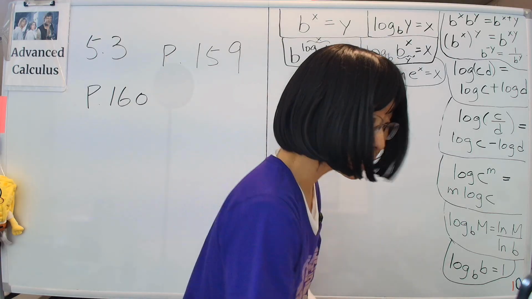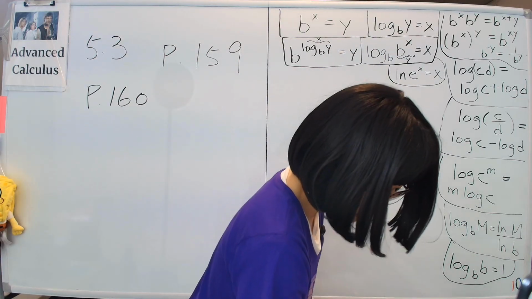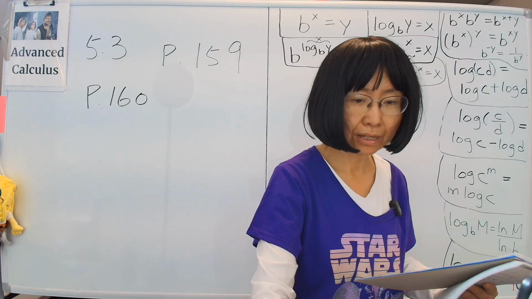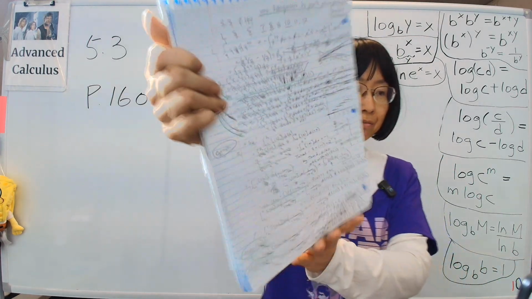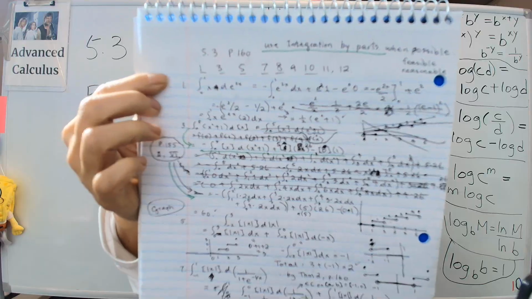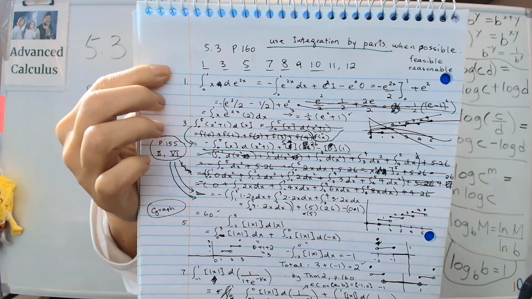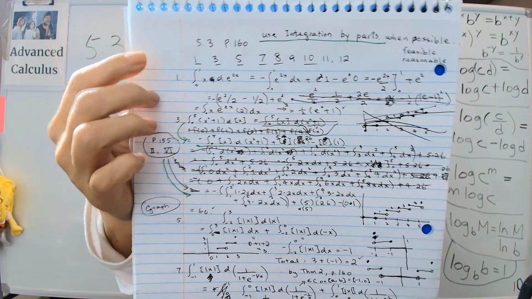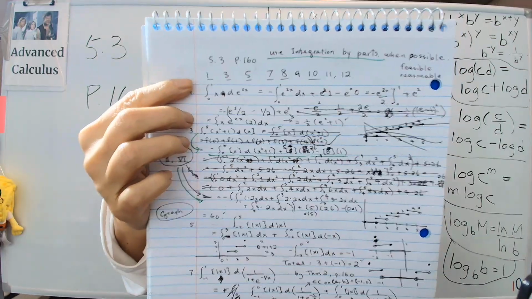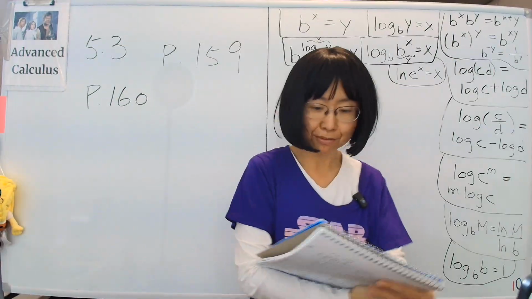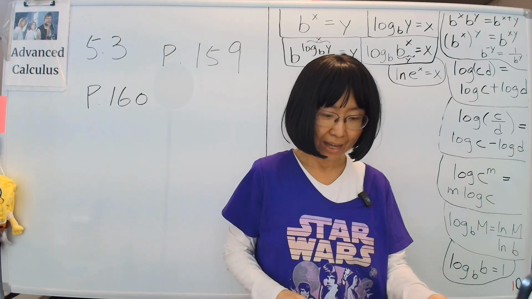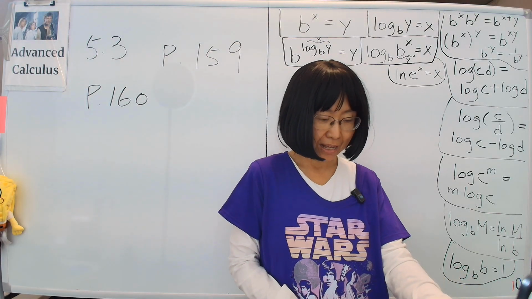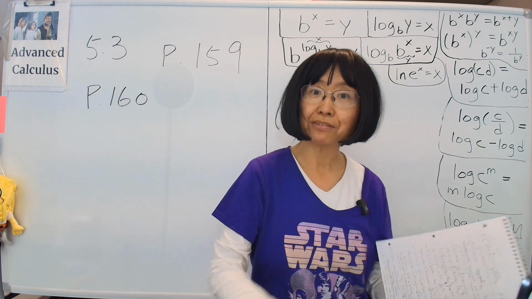So for homework, please do, let's see, give me a second here. For homework, which is on page 160, please do problems 1, 3, 5, 7, 8, 9, 10, 11, 12. And use integration by parts when it's reasonable to do so, okay? Or as much as you can reasonably manage. And when you're done, I want to talk about the homework.